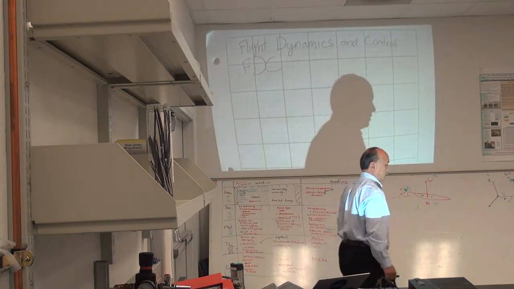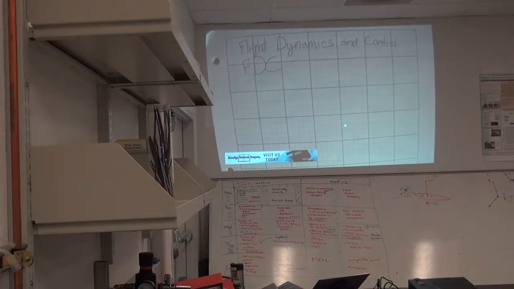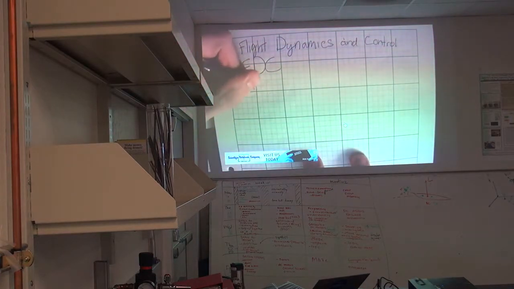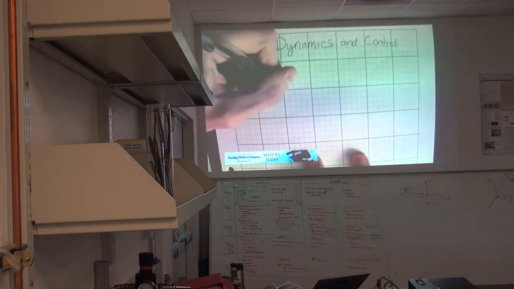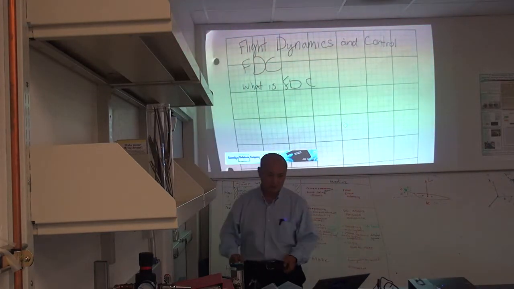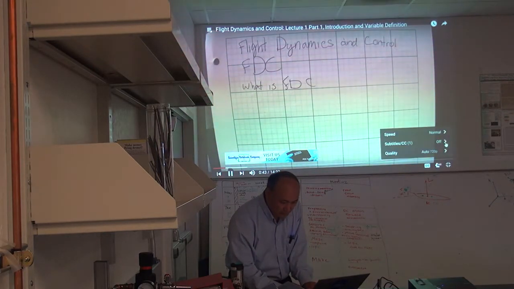FVC for short, because it's a really long word and I don't want to write it a lot. Okay, so first of all, we're going to be going over what exactly is flight dynamics and control, what is it used for, and what will we be doing for the rest of the class? First of all, what is FVC? Flight dynamics control is broken up into two parts: flight dynamics and the control aspect.